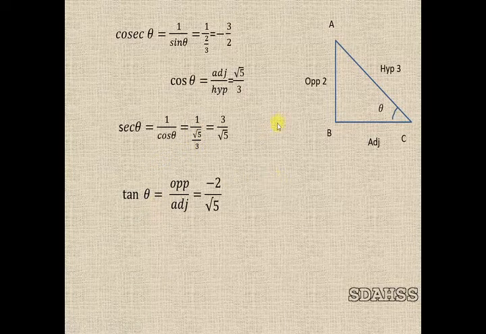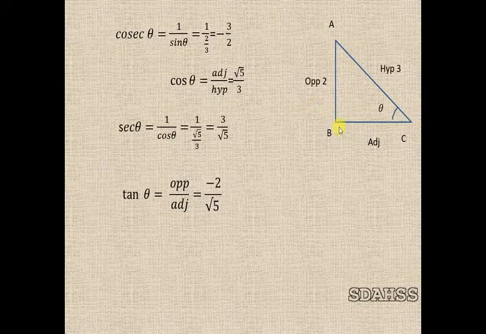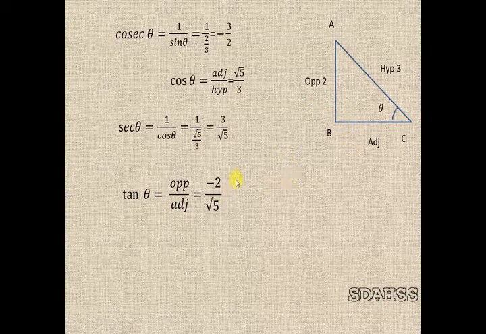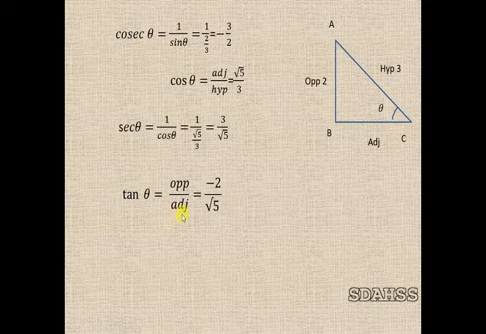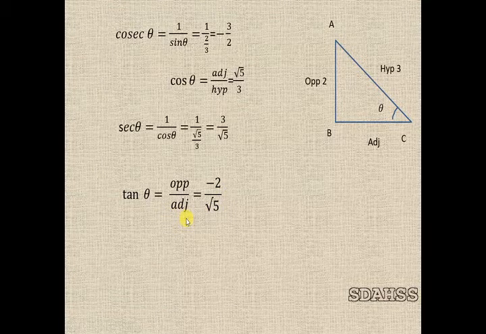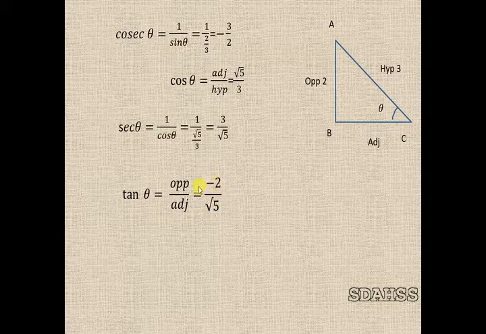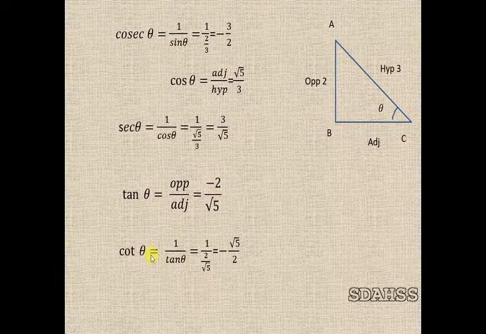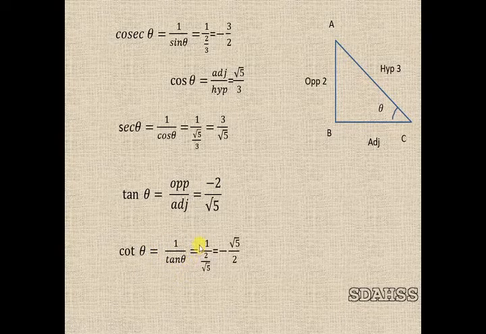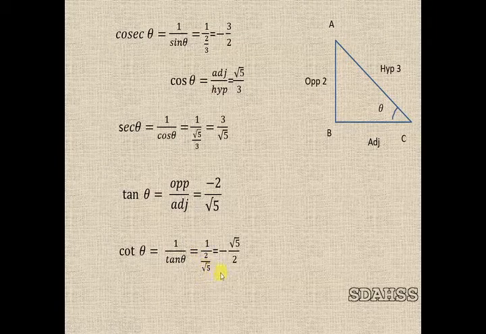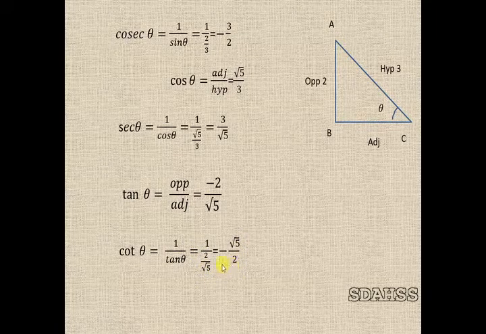Tan theta means opposite by adjacent, which is equal to opposite side 2, adjacent side root 5. Here theta lies in the fourth quadrant. In the fourth quadrant, cos and secant are only positive. So tan theta becomes negative. Cot theta means 1 by tan theta, which is equal to 1 by 2 by root 5. Take reciprocal. So root 5 by 2.